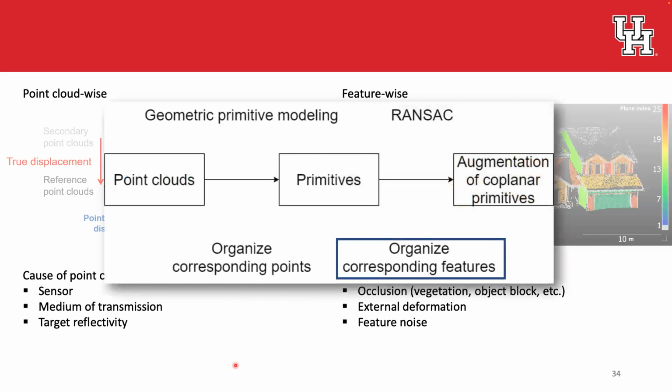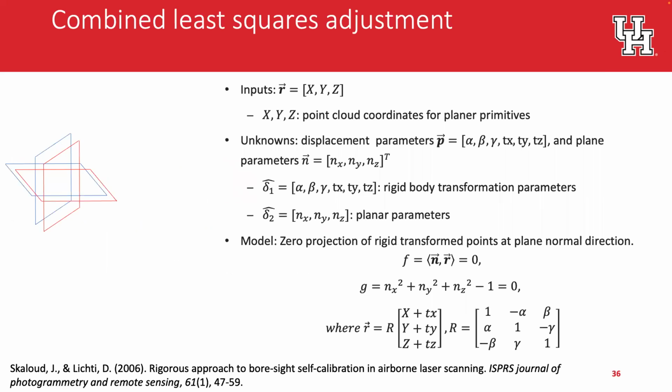And so, just jump ahead a little bit here. What we looked at is a combined least squares adjustment model where our inputs are really just the point cloud coordinates and the planar ID, and our unknowns are the rigid body transformation parameters and the normal vector of the plane, the equation of the plane, etc. And so we are going to take those and put them into a combined least squares adjustment with the constraint that the equation of the plane should hold.